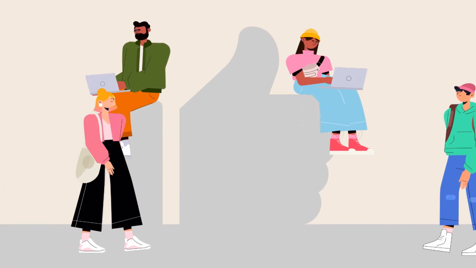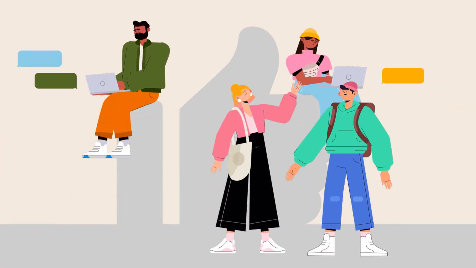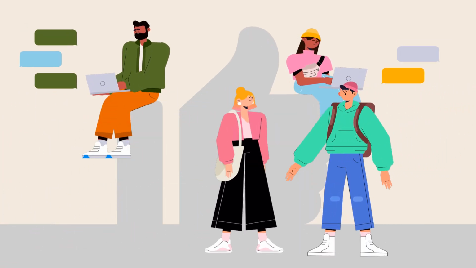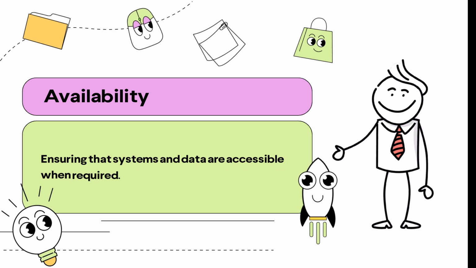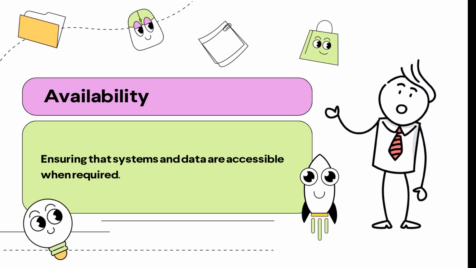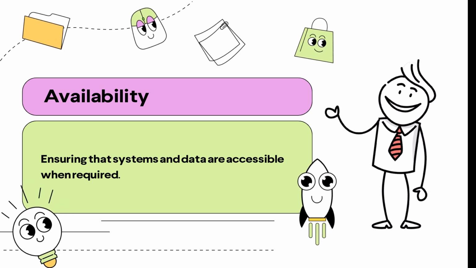This is happening because a lot of people are requesting the web page, and it causes heavy traffic and leads to denial of service. So availability is ensuring that systems and data are accessible when required.